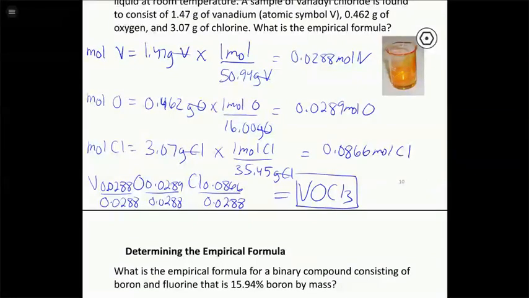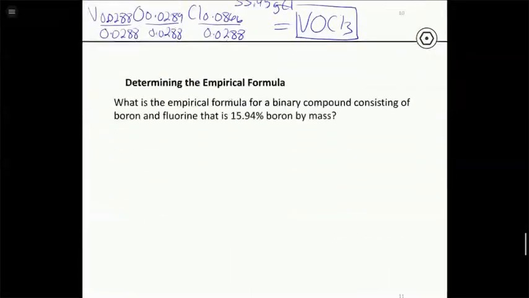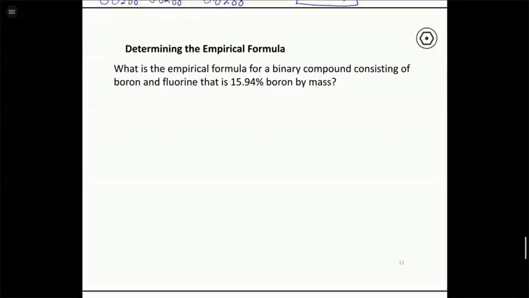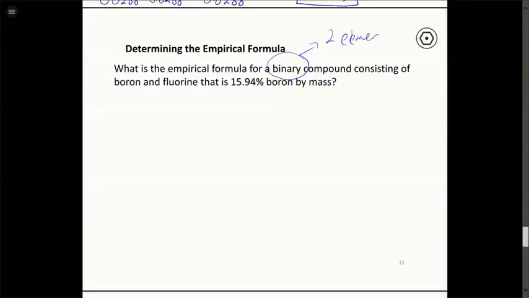Alright, so that's where we take the absolute masses, convert them into moles, and get the empirical formula. Now we can do a very similar thing if we have mass percent. So let's look at this example here. We have a binary compound consisting of boron and fluorine, and it's 15.94% boron by mass. And we want to know what's its empirical formula. Alright, so keep in mind a couple keywords here. Binary means it only has 2 elements, and we're telling you that those 2 elements are boron and fluorine. And we're giving you the mass percent of one of them, which is boron. So if we want the mass percent of the other one, we have to subtract it from 100.